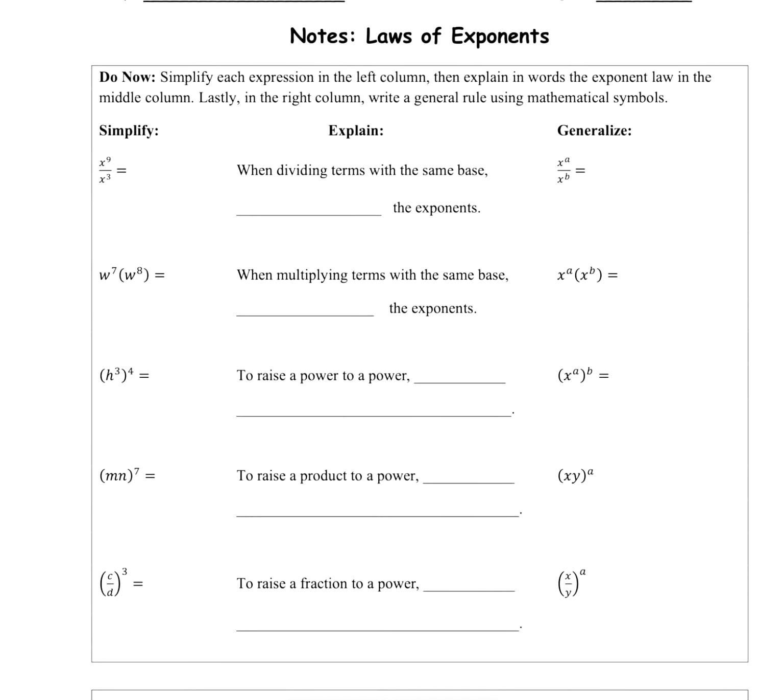Today we're looking at exponents. So for the do now, which is a review from last year, I want you to simplify on the left, in the middle, explain how you are simplifying, and on the right, generalize the rule for any exponent. Pause the video if you haven't and play it once you're done.